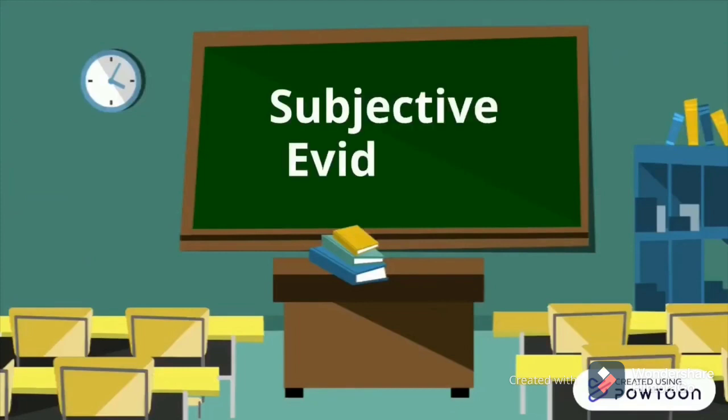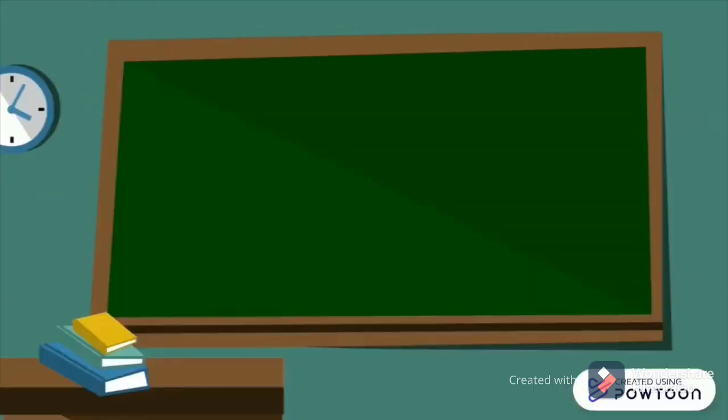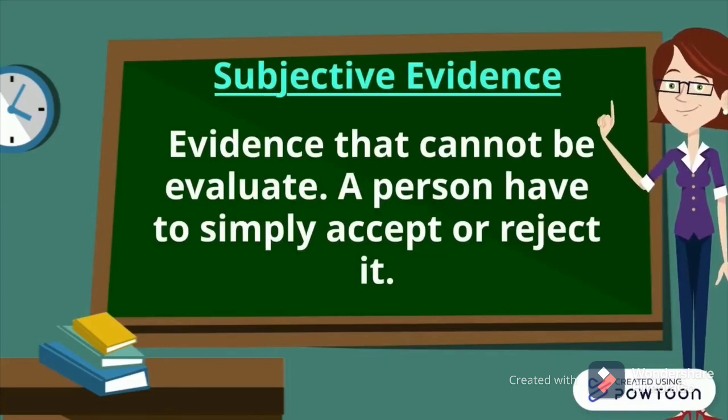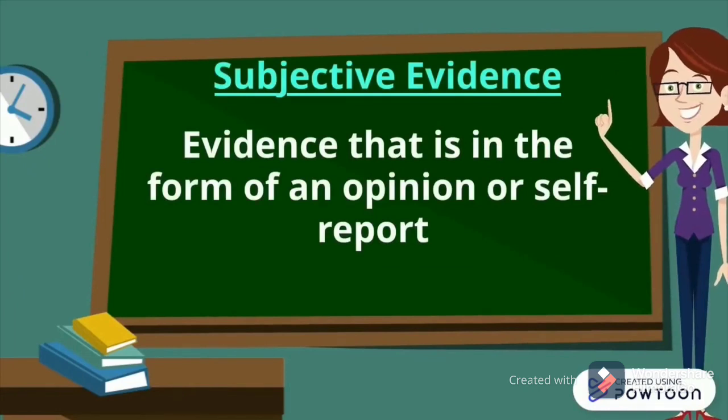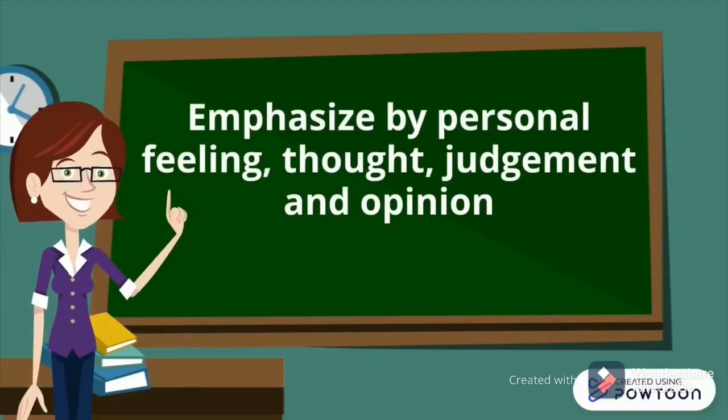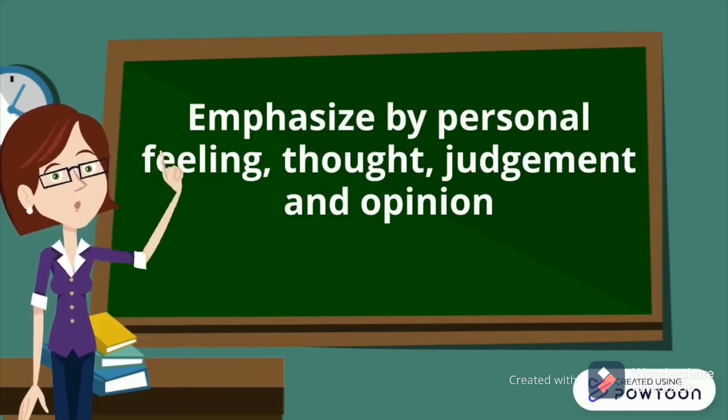Let's look at subjective evidence first. Subjective evidence is evidence that cannot be evaluated. In fact, we have two choices: to accept what somebody says or reject it. Subjective evidence is evidence in the form of an opinion or self-report, which means it cannot be independently examined, evaluated, or verified, but it must be either accepted or rejected. It is also emphasized by personal feeling, thought, judgment, and opinion.